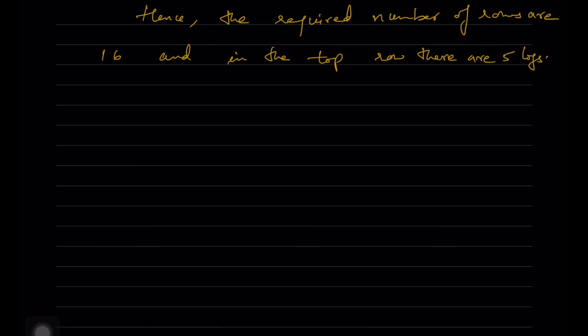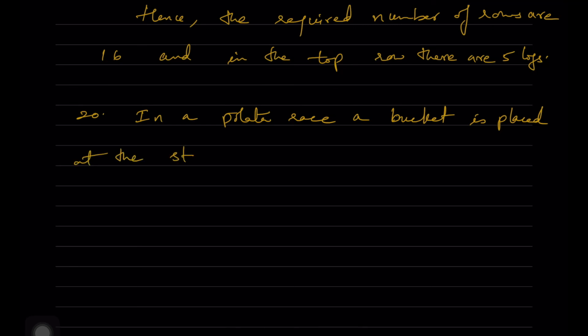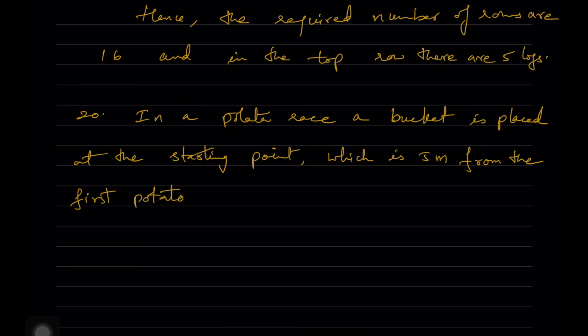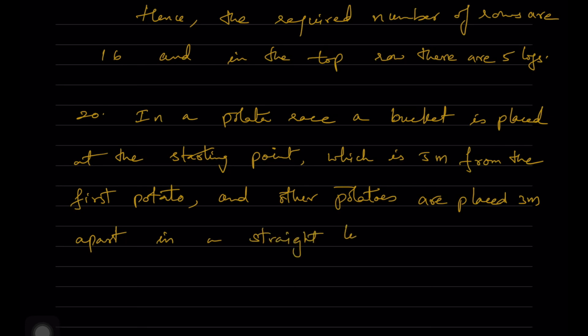And the last problem in this exercise, that is the 20th. In a potato race, a bucket is placed at the starting point, which is 5 meters from the first potato, and other potatoes in a straight line. There are 10 potatoes in the line.